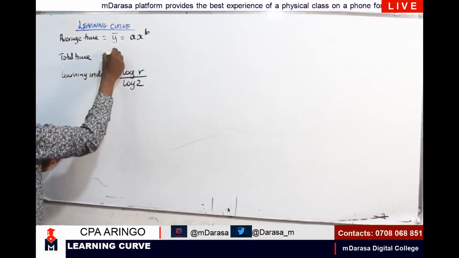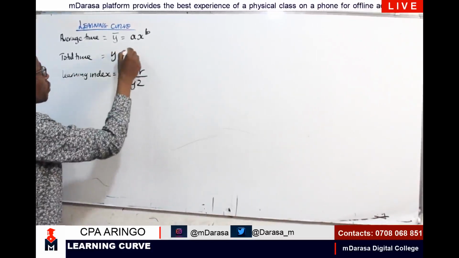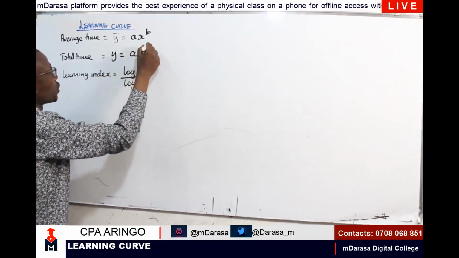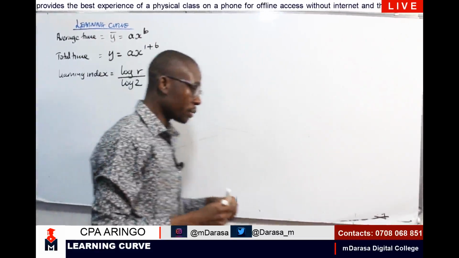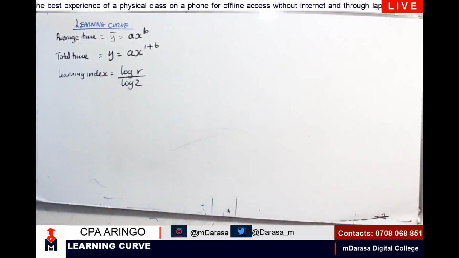Total time. To determine our y, which is our total time, we'll be talking of a x raised to power 1 plus b. That should give us our total time.